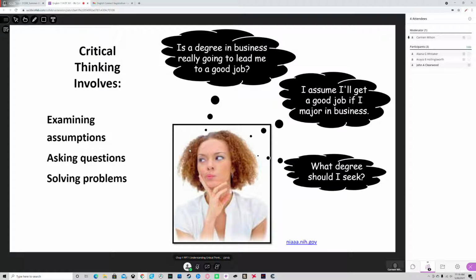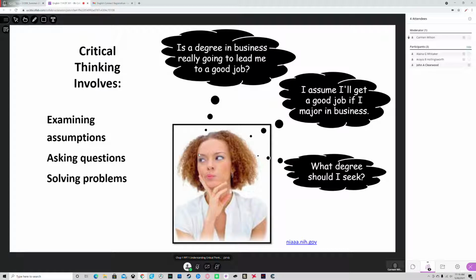1, examining your assumption. An assumption is something that you believe to be true that has no valid accreditation or validity. It's something that you think is true. You don't have any proof, but you think it's true anyway. Second thing you have to do is ask relevant questions. You know, you got to look at all sides. Do I really need this? And they go through an example.